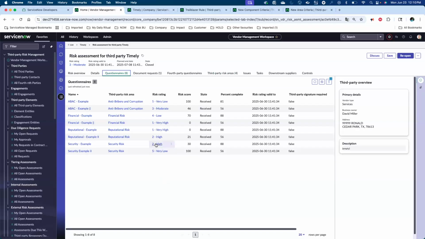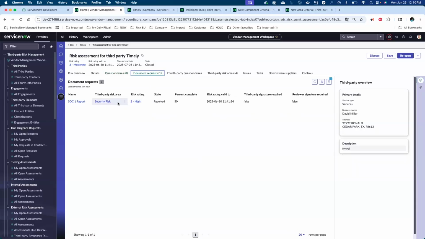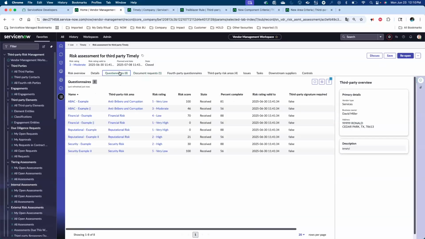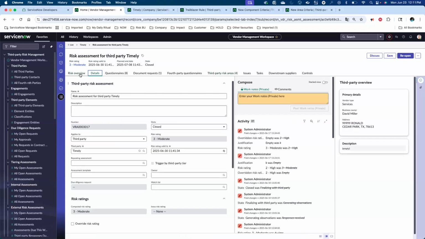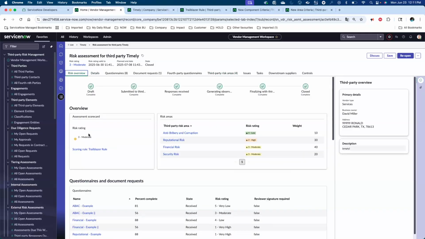And last but not the least is security. So it is 2 plus 5, that is 7. But again, remember there is a document request here that we had tagged to the security area, so that is 2. So it's basically 2 plus 5 plus 2. So that is 9. And the average of that is 9 by 3. That becomes 3 moderate, right? So that is your security, 3 moderate.